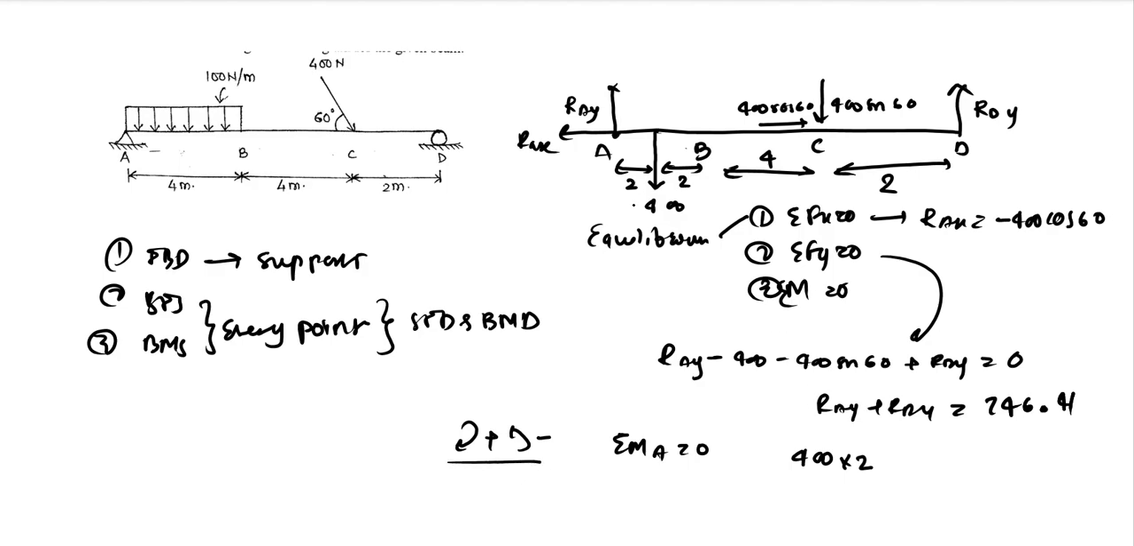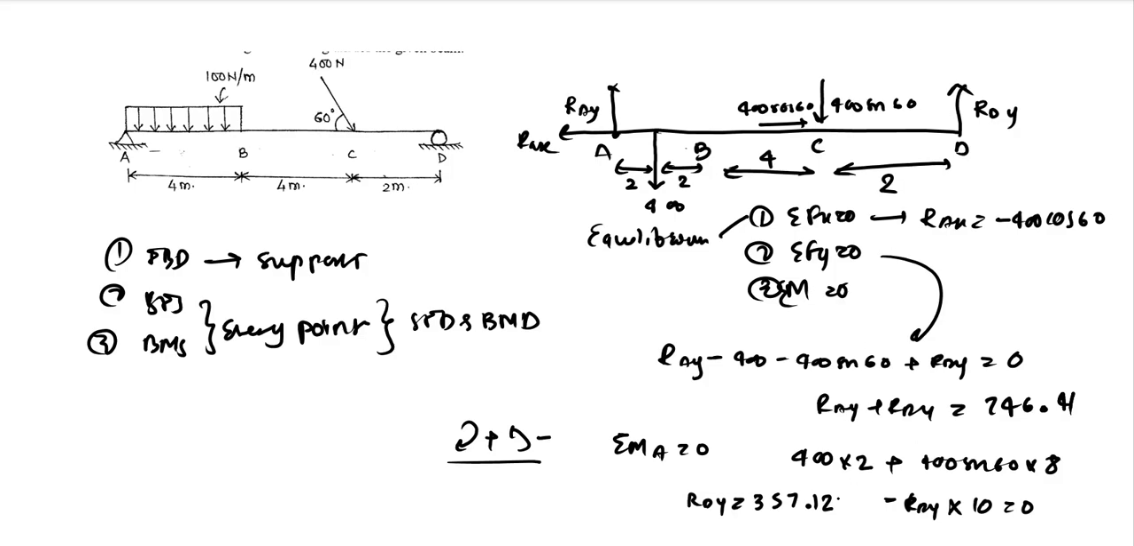So we have 400 into 2 as a clockwise moment. We have 400 sine 60 into 8, again a clockwise moment, so again positive. And we have RDY into 10 as an anti-clockwise moment, equal to 0. So let us solve this again. We have 400 into 2 plus 400 into sine 60 into 8, divided by 10, which is 357. So our RDY comes out to be 357.12.